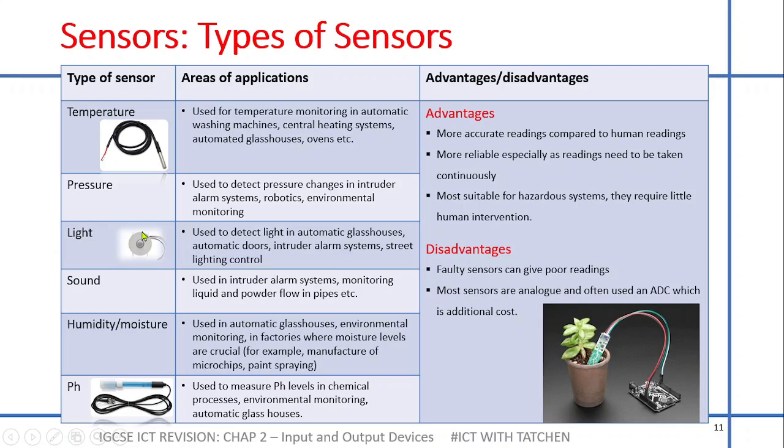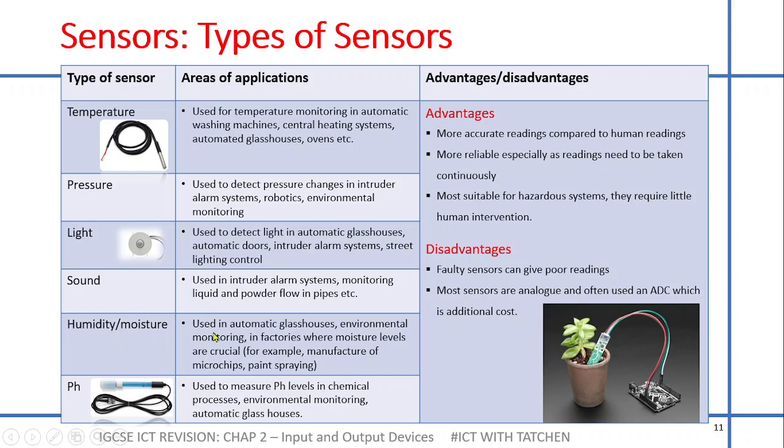We have the light sensor. You could use it to detect light in automatic glass houses, automatic doors, intruder alarm systems, and street light control. Yes. Sound sensors, use them in intruder alarm systems, monitoring liquid or powder flow in pipes, and many others.